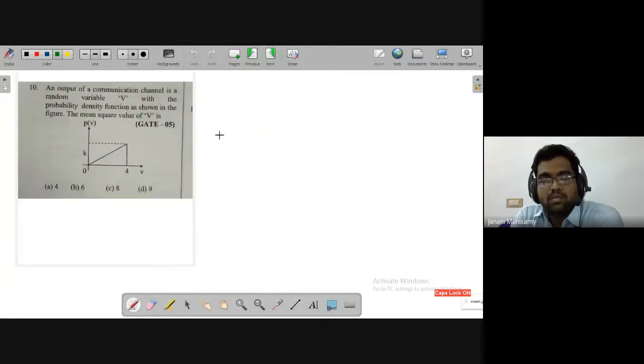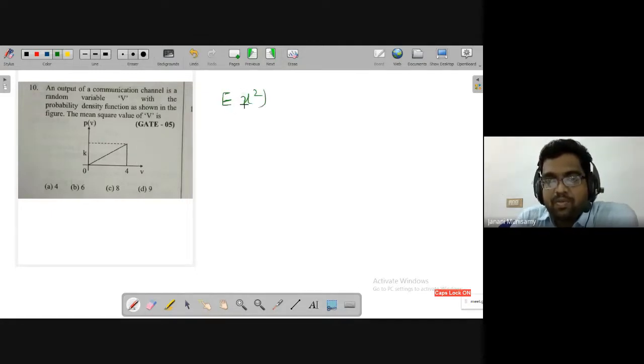Okay, 7th problem. The output of a communication channel is a random variable V with the probability density function as shown in the figure. What is the mean square value? In general, you know the mean square value for standard functions, such as uniform distribution or normal distribution. For a standard function, standard formulas are already there. But here, this is a new function. So you should know the regular formula for the mean square value. What is the mean square value formula?